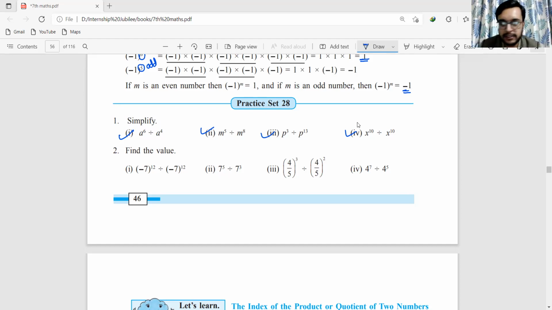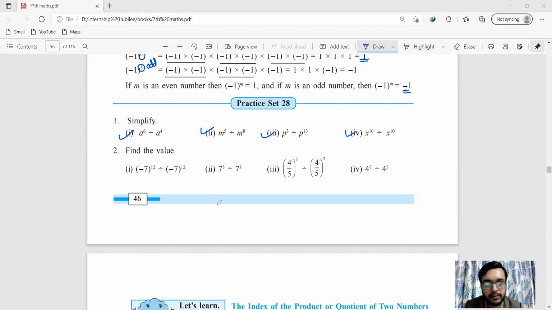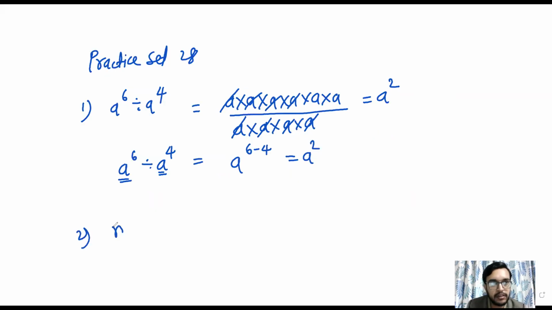Okay, students, have you solved it? Now let's check the answers of these questions. The second one is m raised to power 5 divided by m raised to power 8. So this can be solved as follows.